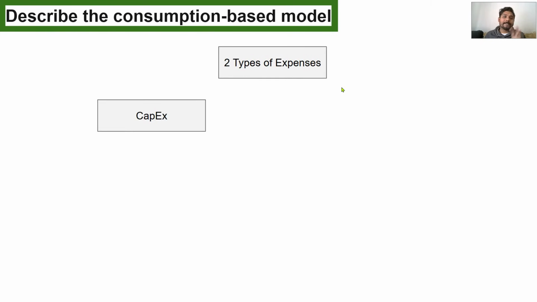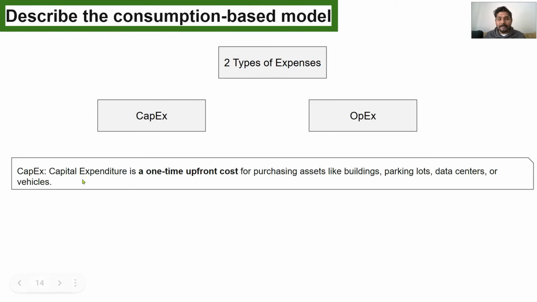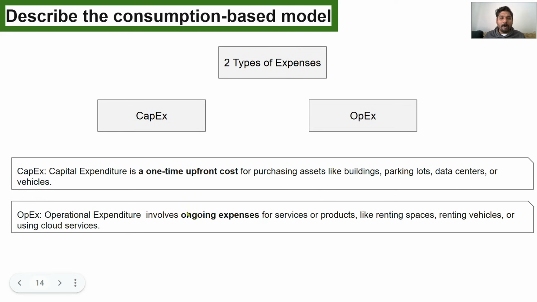Now, let's understand the consumption-based model. When you run a business, there are two kinds of expenses. One we call CapEx, the other we call OpEx. CapEx stands for capital expenditure and OpEx stands for operational expenditure. So what is capital expenditure? I'll tell you. For example, I will buy a car. When I buy, it is a capital expenditure. I'm putting money to buy my own car.